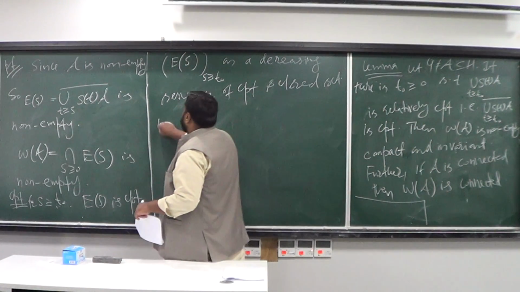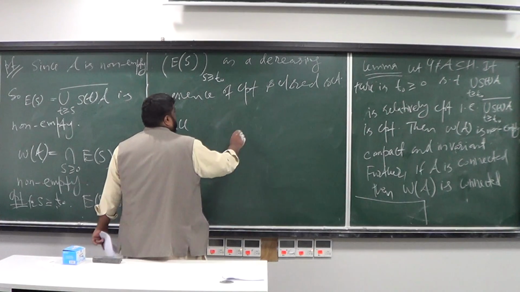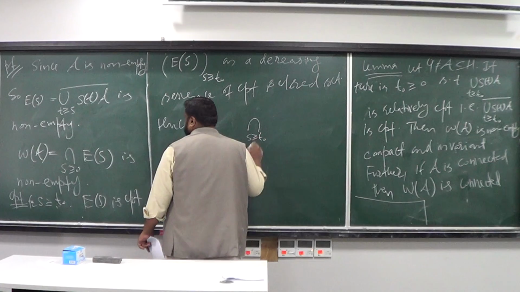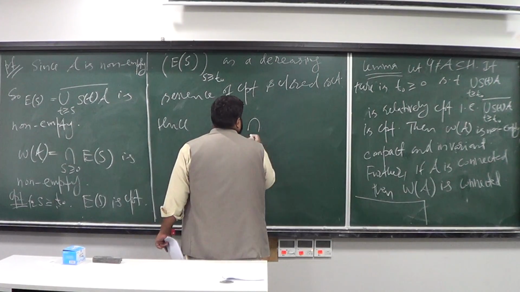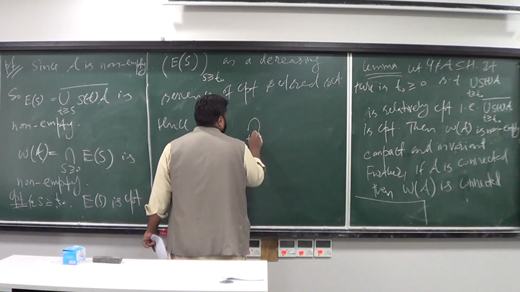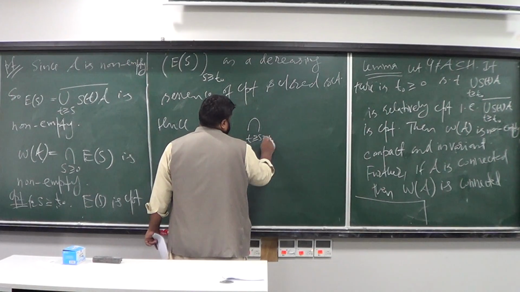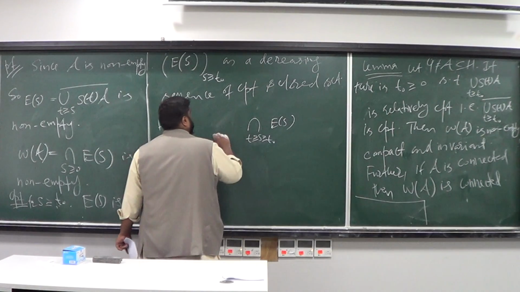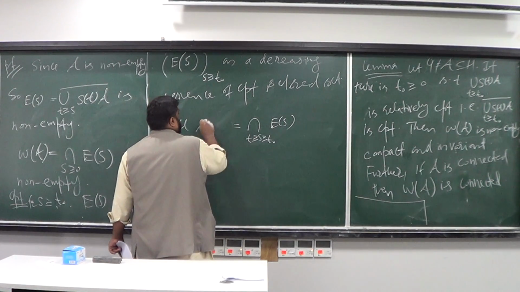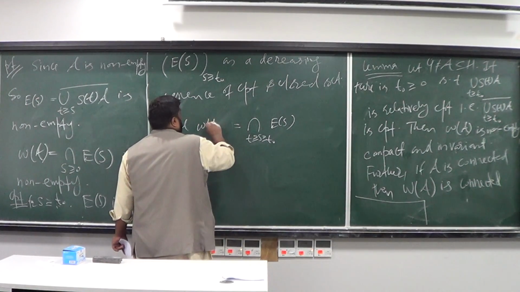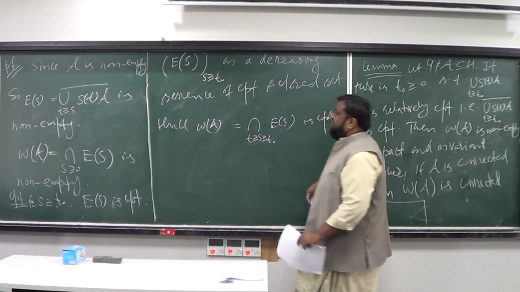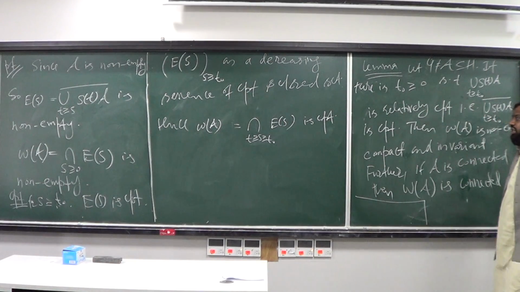Hence the intersection of such S, bigger than or equal to T naught, of E of S, which is omega of A, is compact. Okay? So you have such a result for intersections.